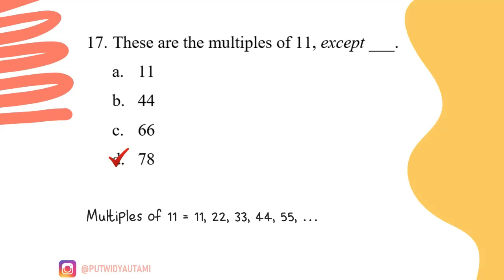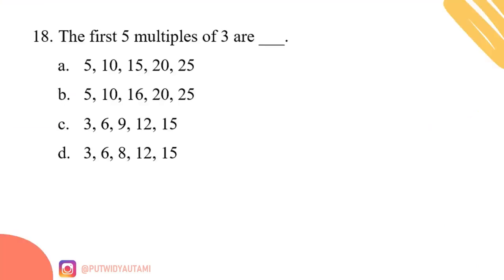Number 18. The first 5 multiples of 3 are, well, we have to find the multiples of 3, not the multiples of 5. Keep focus. So, the multiples of 3 are 3, 6, 9, 12, 15, and so on. So the answer is C, Charlie.